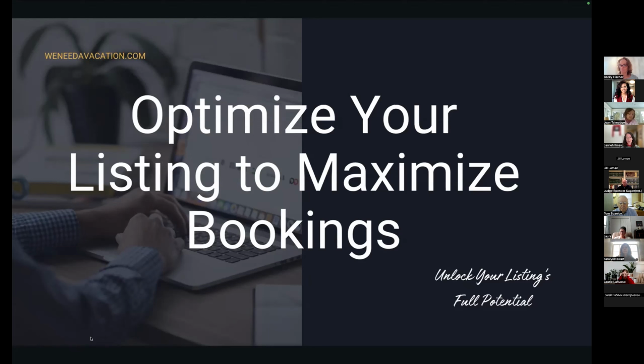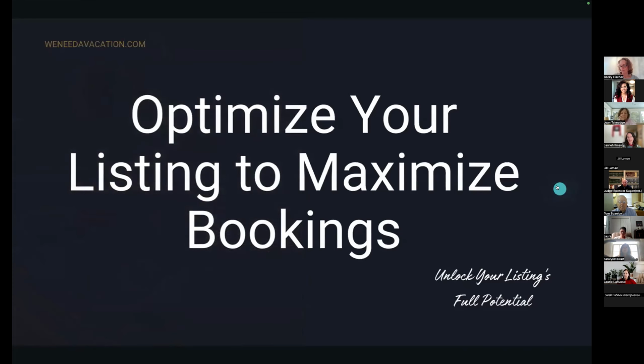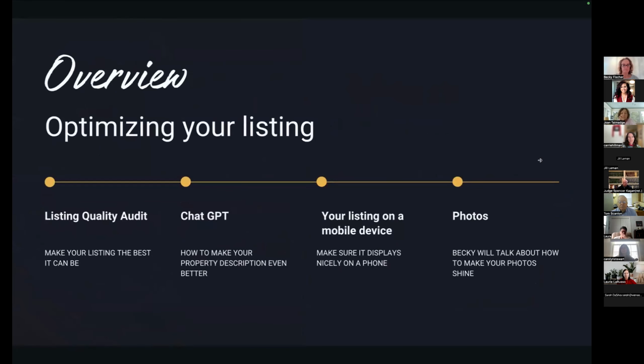Thanks everybody for joining, and we'll go ahead and get started here. So this is the overview of what we're going to talk about today. We'll start off with the listing quality audit. We'll talk a little bit about how to use ChatGPT to help your listing. We will talk about looking at your listing on a mobile device to make sure it's optimized for best results.